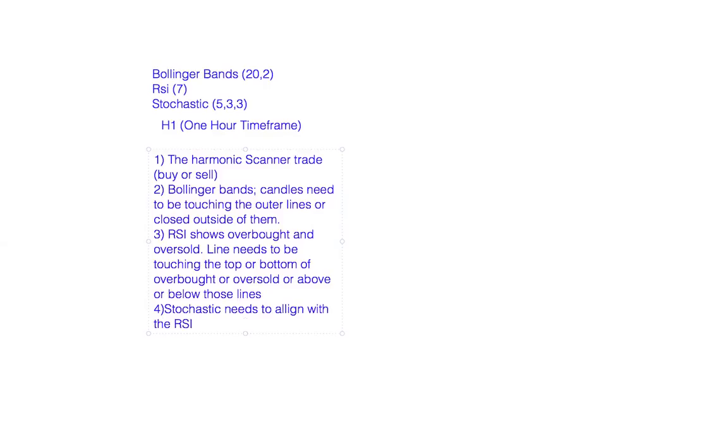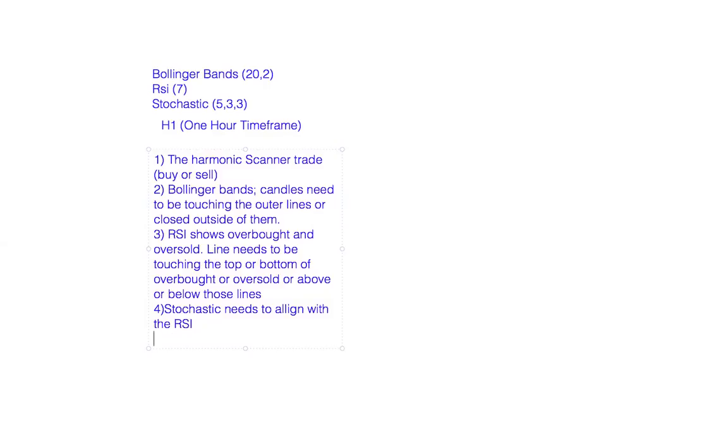But the stochastic has two dynamic lines running rather than one dynamic line running like the RSI. So there are two lines running on the stochastic. There's a blue line and then there's a red line. Okay? So what you're looking for is the blue line to be either touching the top by the overbought or the bottom by the oversold, or above the overbought or below the oversold, right?